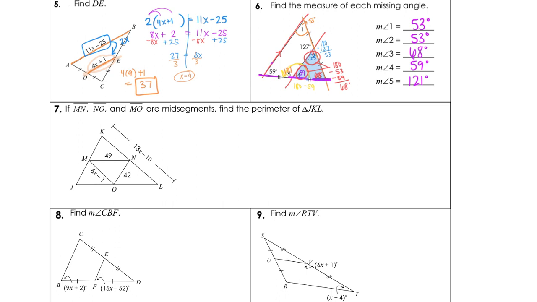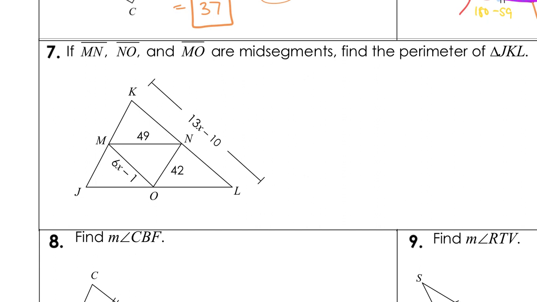Okay, so let's take a look at problem number 7. All these problems are very different. I wanted to give you a good variety of stuff that you might see. So if we look at number 7, this time they're telling us that these are all mid-segments. So all these segments in here, those are all mid-segments. And we're supposed to find the perimeter of JKL, which means we need to find the outside of this triangle.